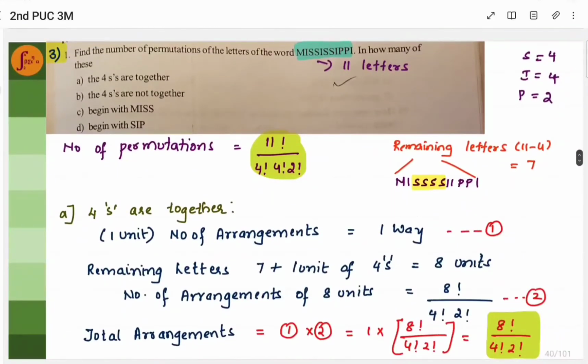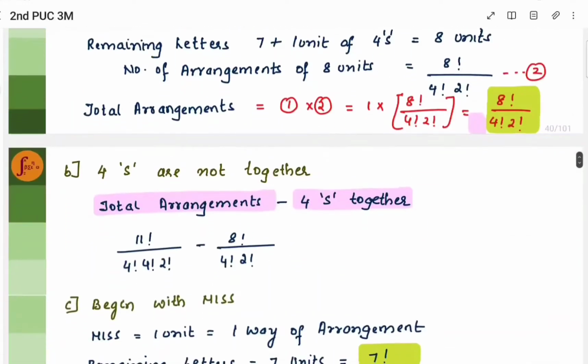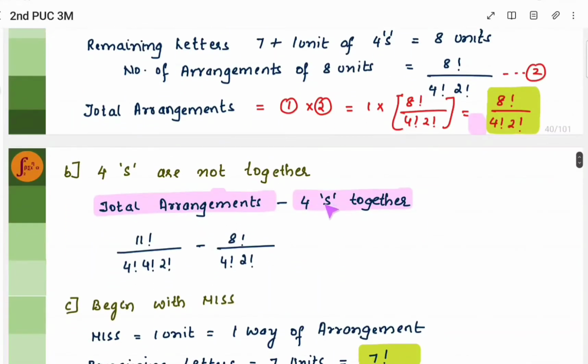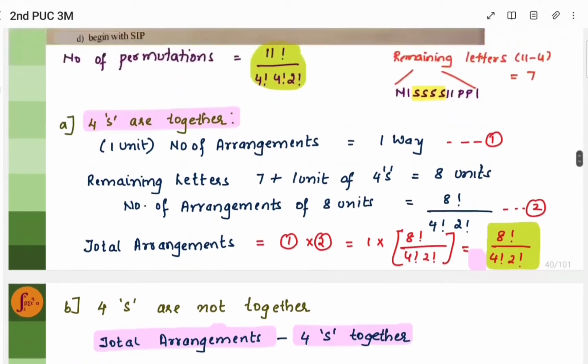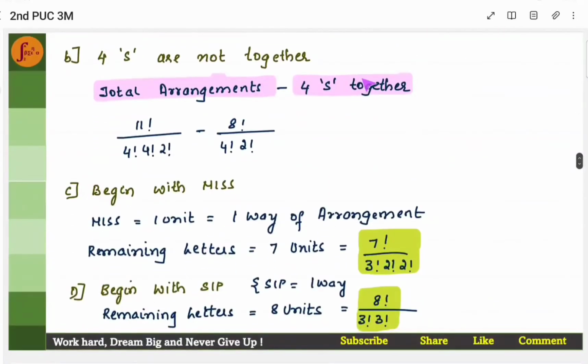Similarly, you can solve for Mississippi. Only different problem here is 4 S's are not together. So you know what to do when 4 S's are together. For not together, you take total arrangements minus 4 S's together. Total arrangements, you got it from here, right? This is total permutations. Take this one and subtract it from 4 S's together. That will be not together.